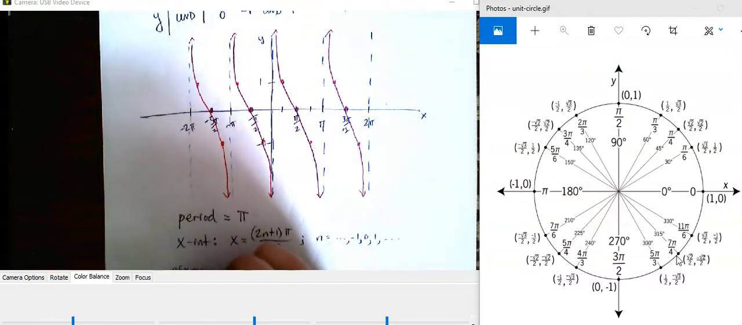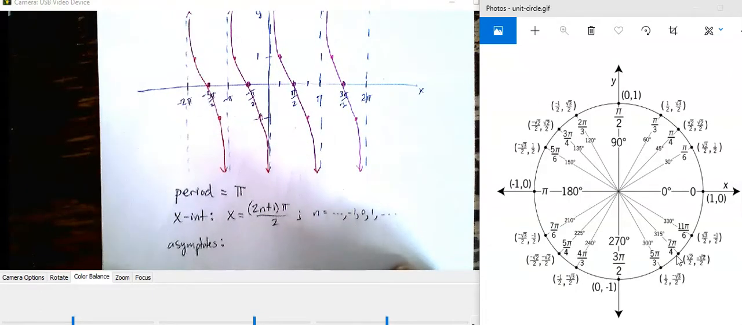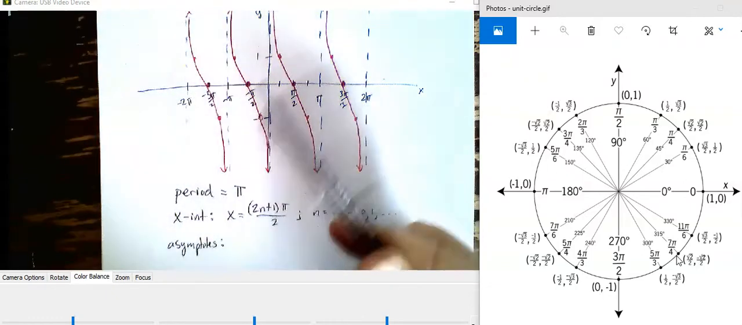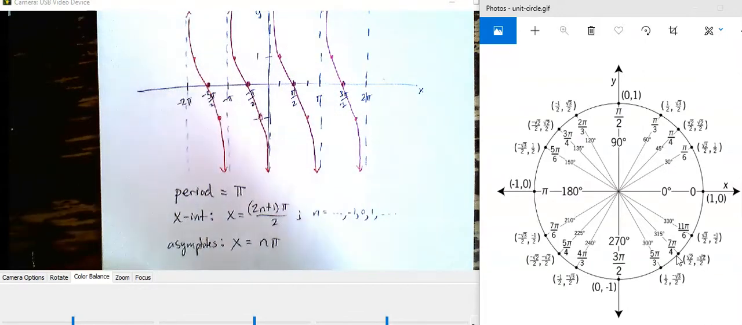Asymptotes occur at all the pi's, right? All the whole number multiples of pi. So that would be n pi. N is the same there.